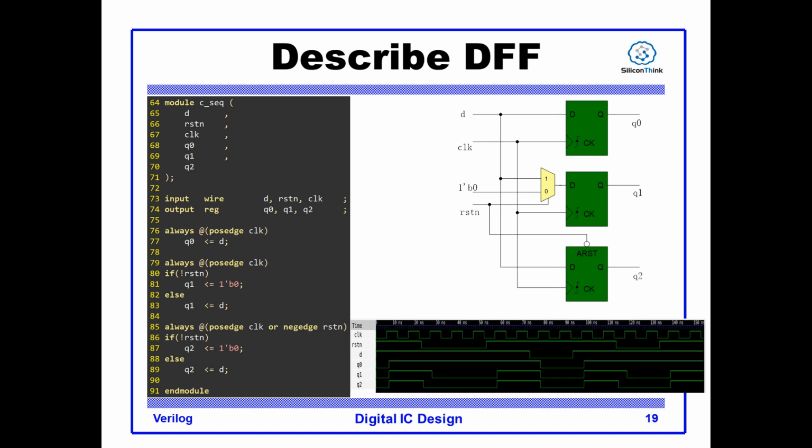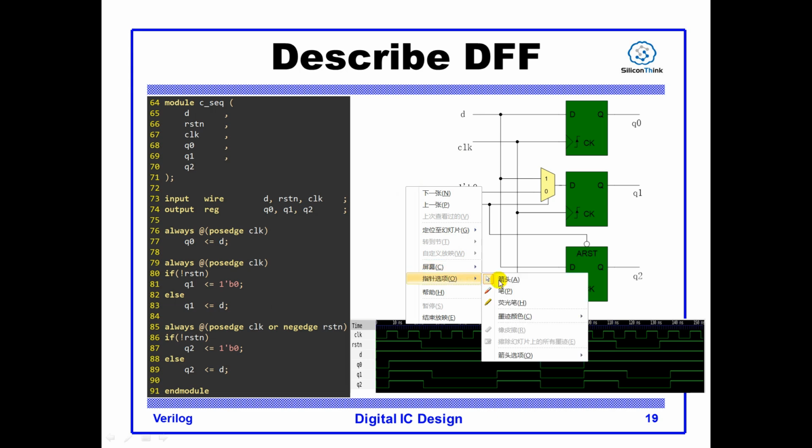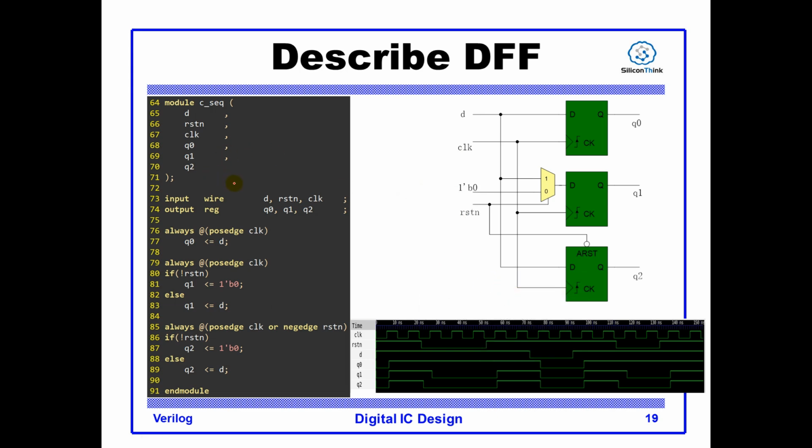In this section, I will show you how to describe different flip-flops using Verilog. Okay, please see the code here. You must be familiar with this point, and this point, and this point. The only thing you may not know is this positive, negative. This is the sensitivity list. That is the signal or the event that will trigger the execution of this always block.